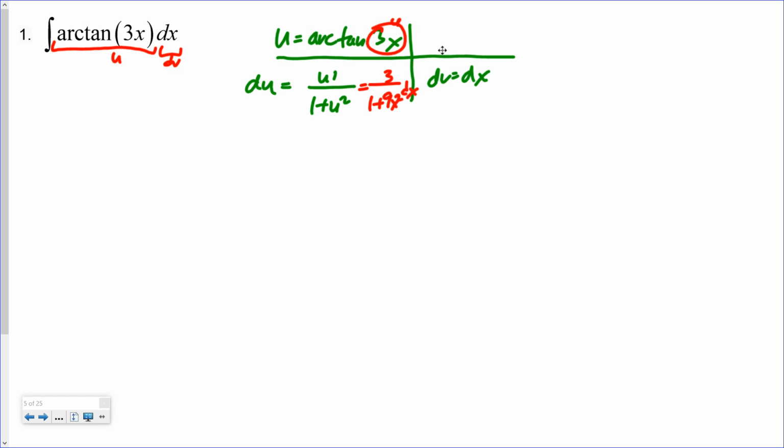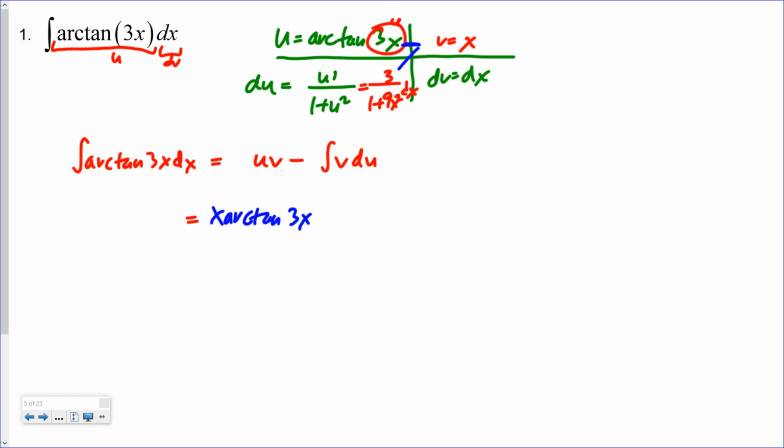On this side, the integral of dv is v, and the integral of dx is x. So the integral of arctan 3x dx, if I'm putting it into an integration by parts problem, is uv minus the integral of v du. My uv is actually the top row multiplied together, and then the diagonals here are the v du. Okay, so if I multiply the u and the v, I get x arctangent 3x minus the integral of 3 times x over 1 plus 9x squared dx.